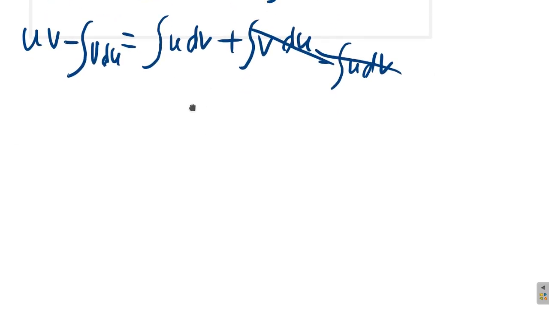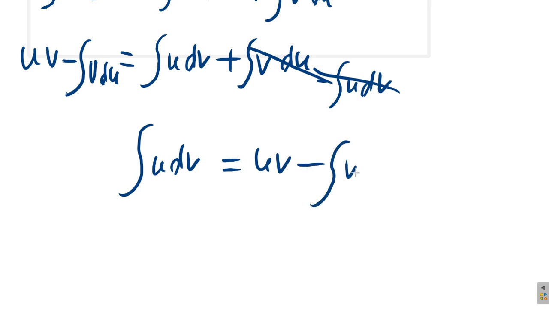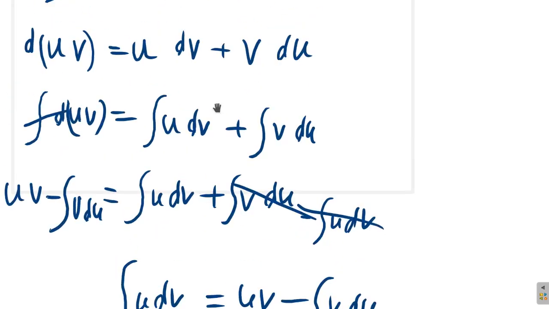Now let's have the integral of u dv on the left and uv minus the integral of v du on the right. Then you have the formula for integration by parts: the integral of u dv equals uv minus the integral of v du. Now, one of the functions is u and the other one is dv. So let us see now.